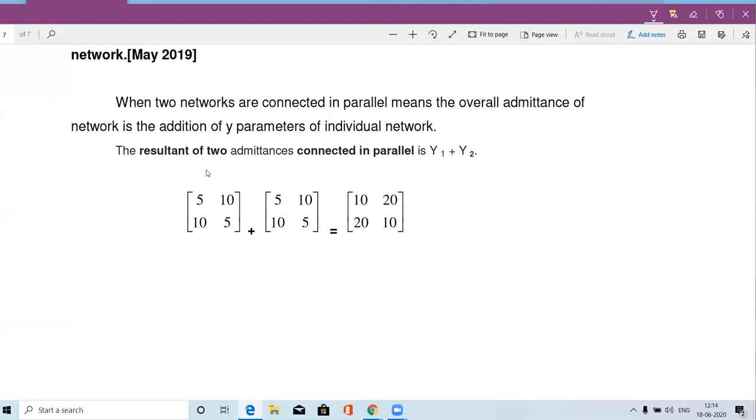Okay, when two networks are connected in parallel, the overall admittance is the addition of the admittance matrices. Similarly, if two networks are connected in series and the impedance parameters are given, the overall impedance parameter is the addition of the two impedance parameters. Okay, so it's a May 2019 question.